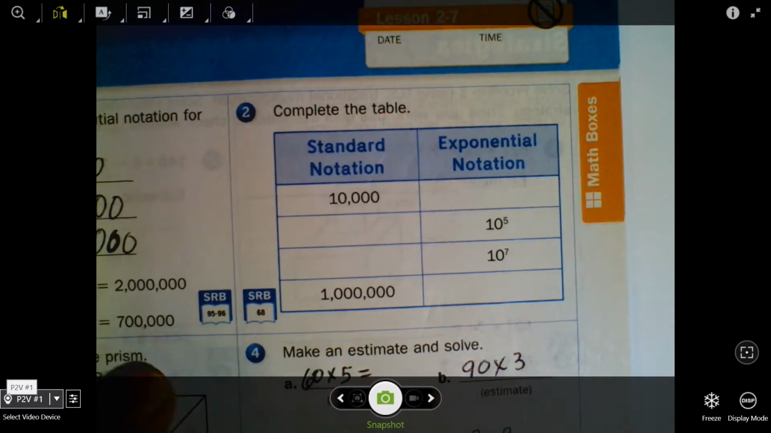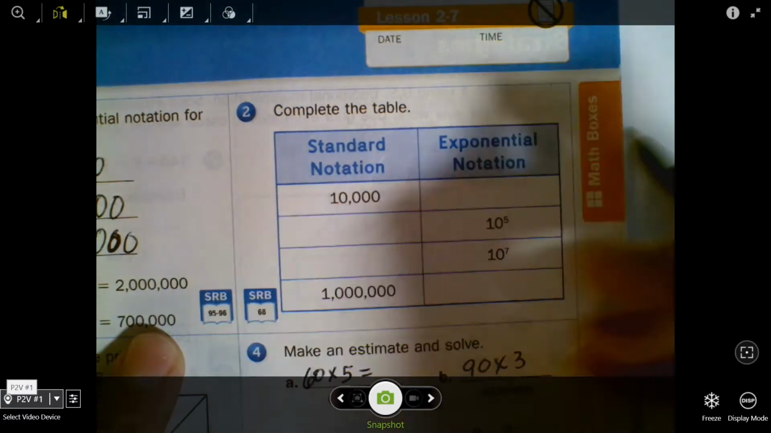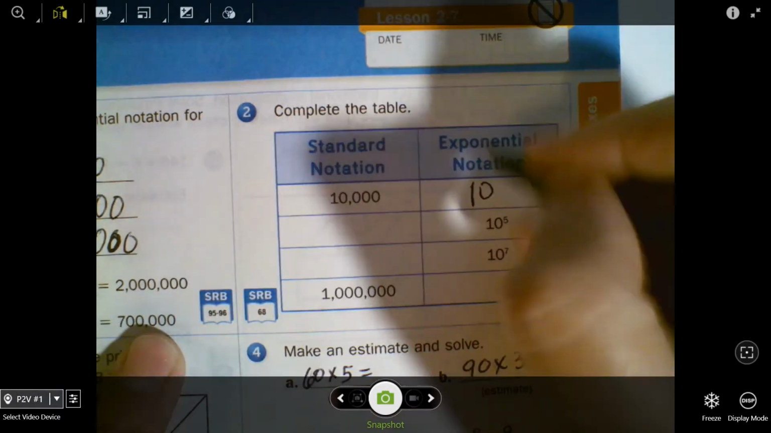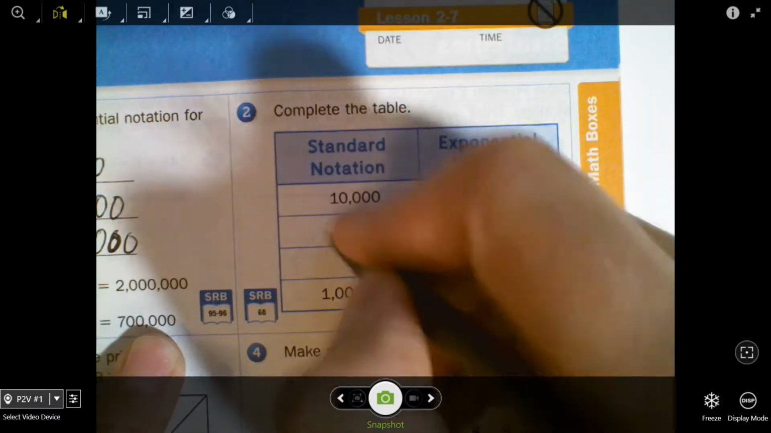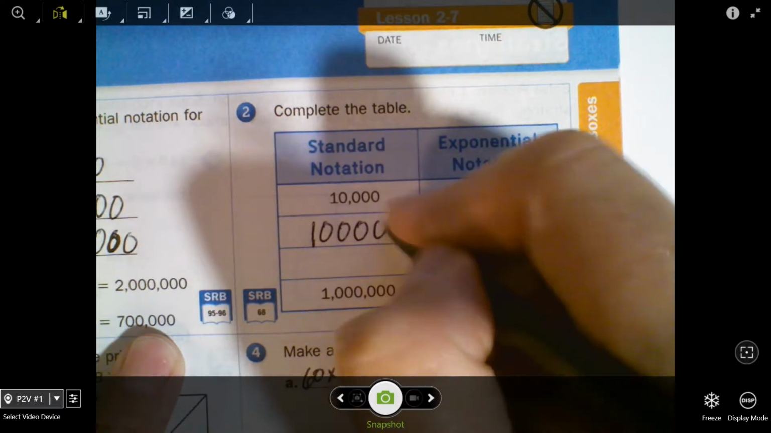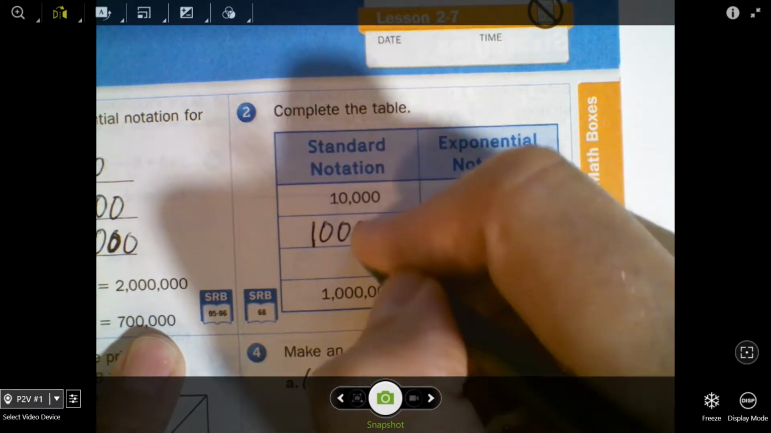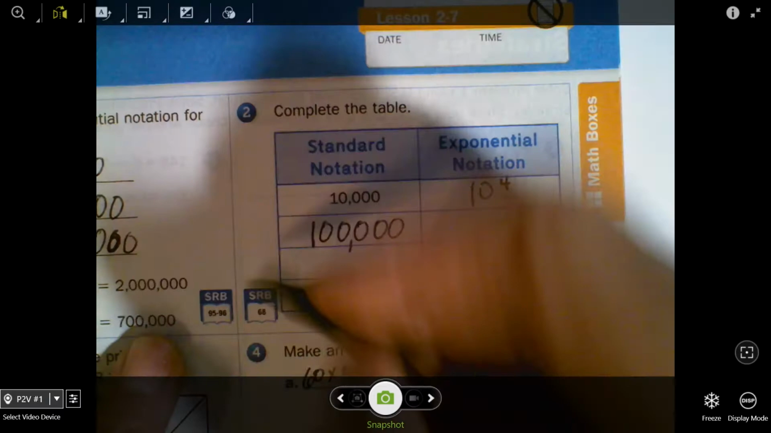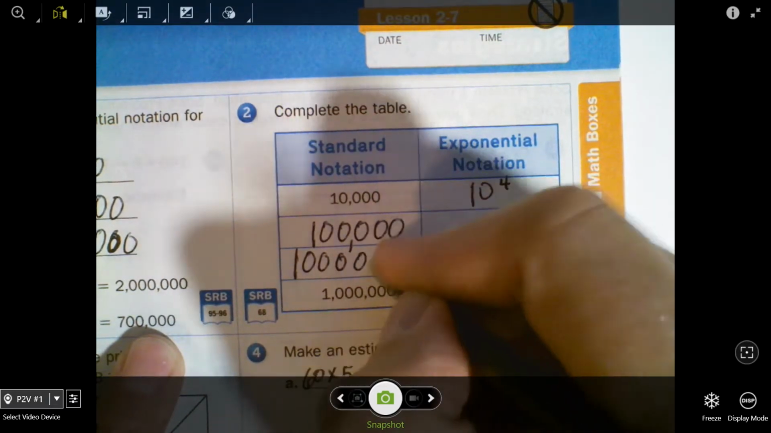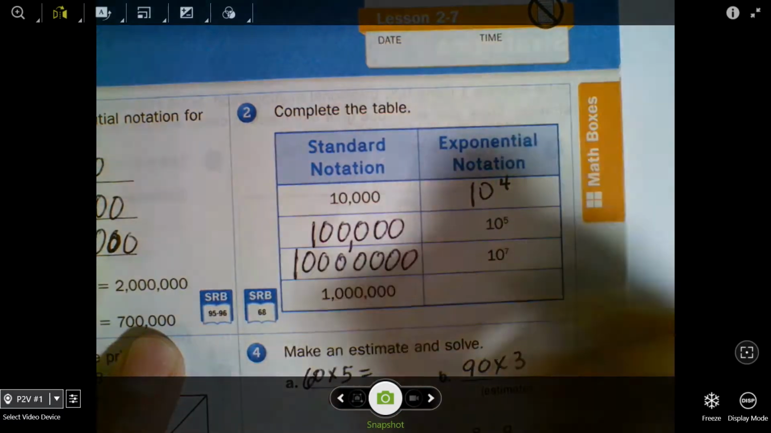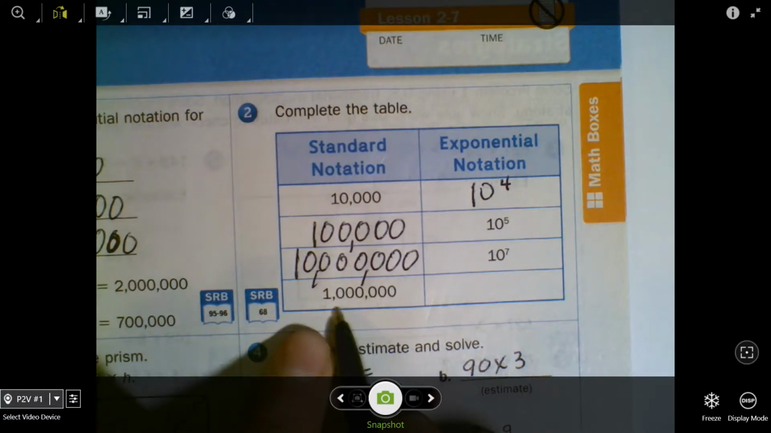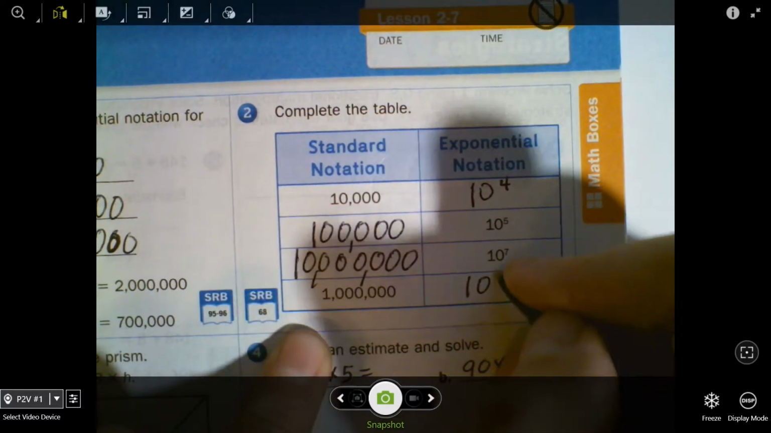Number 2 says complete the table. 10,000 is 10 to the 1, 2, 3, 4th. 10 to the 5th, 10 to the 1st, 2nd, 3rd, 4th, 5th. 10 to the 7th, 10 to the 1st, 2nd, 3rd, 4th, 5th, 6th, 7th. 10 million, and a million is 10 to the 6th.